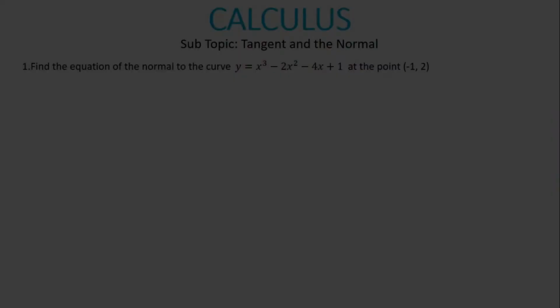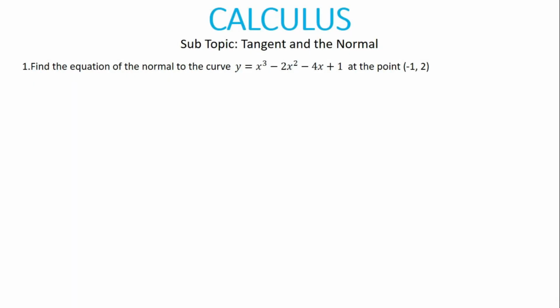So now let's jump to the screen. Okay, so we are looking at calculus and we have the subtopic which is tangent and the normal. So someone asked this question to say, how can you solve this question? So now the question says, find the equation of the normal to the curve at the point -1, 2. So now let's see how we can solve.